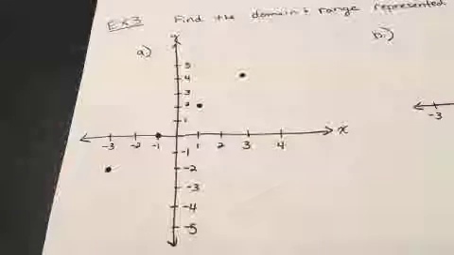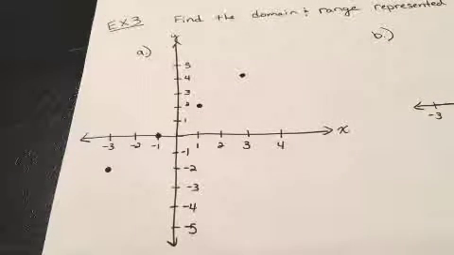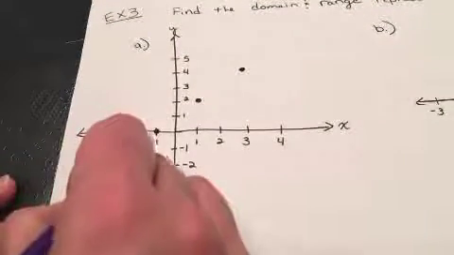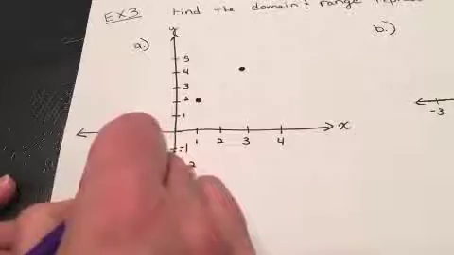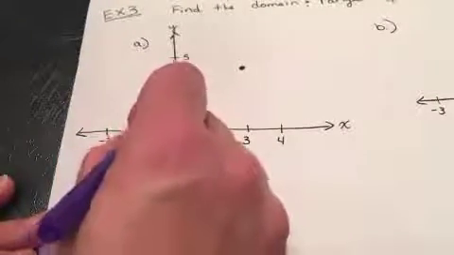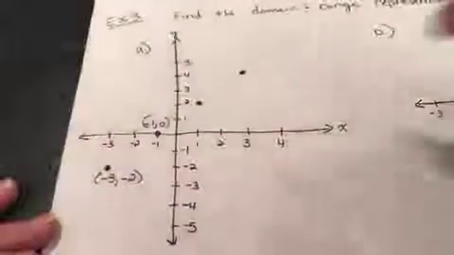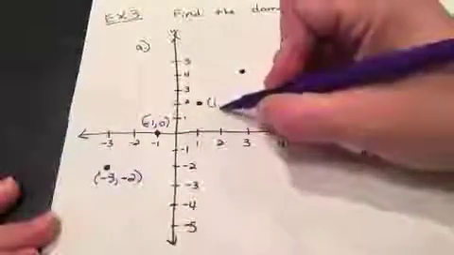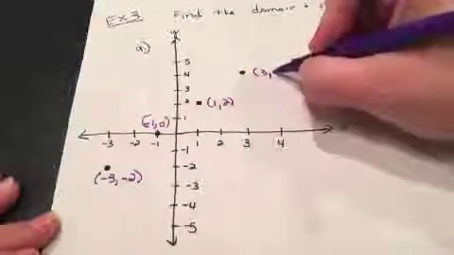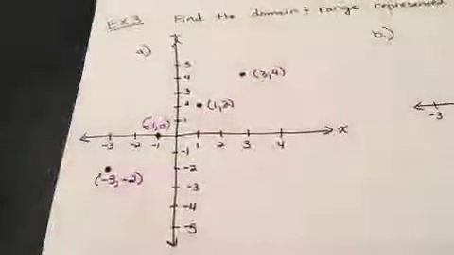So we're going to look at these points, and we have 4 distinct points. They are -3, -2, -1, 0, 1, 2, and 3, 4. Those are the names of the points.